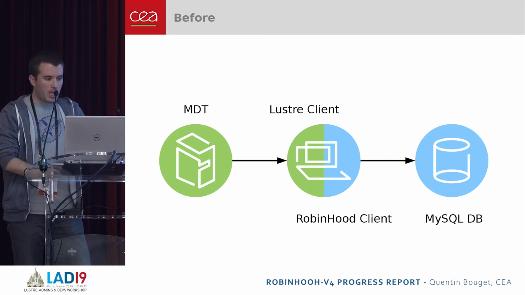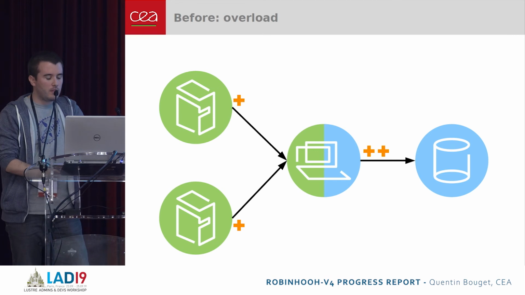There are two problems with this setup, is that if you want to use only one node for many MDTs, if your MDTs are very loaded, for example, if there are spikes in your production, something like this, it's possible that your Robinhood node is not going to be able to handle this load.